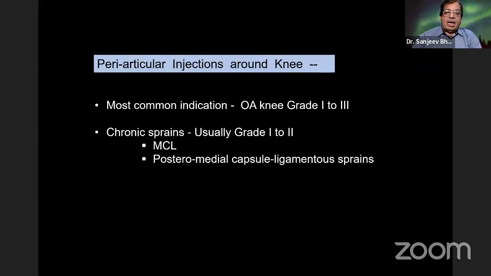Of course, sometimes even for osteoarthritis grade 4 or 5, when the patient is either unwilling or not able to afford a total joint replacement, I use these periarticular injections and they get good relief, but it may not be long lasting.